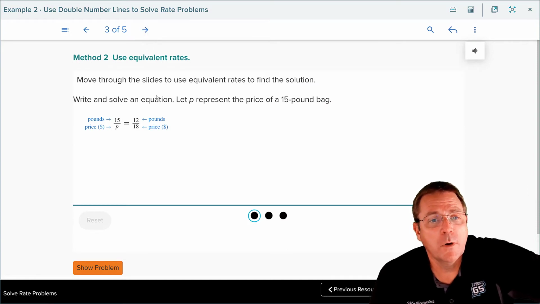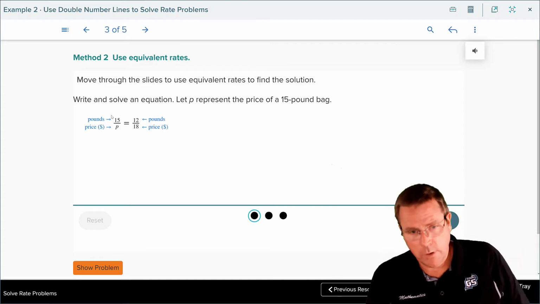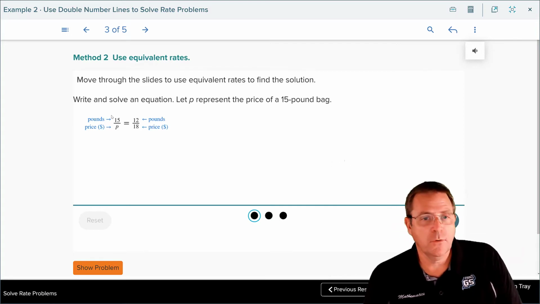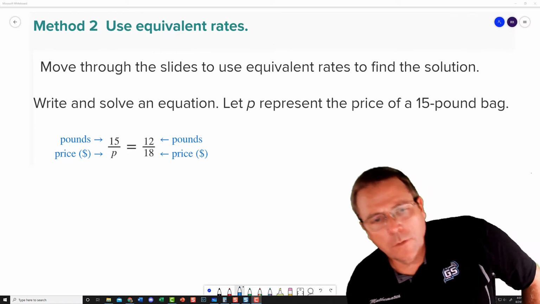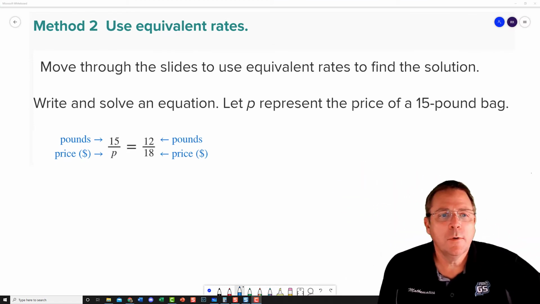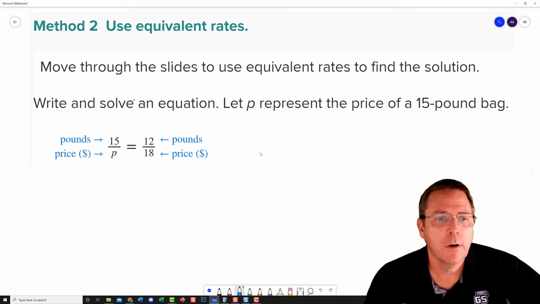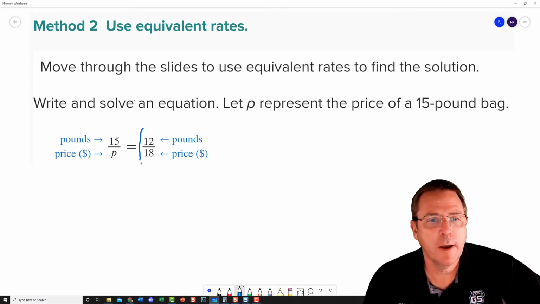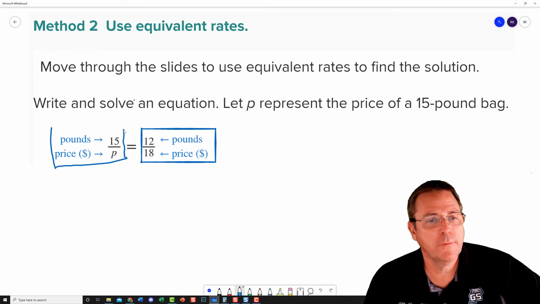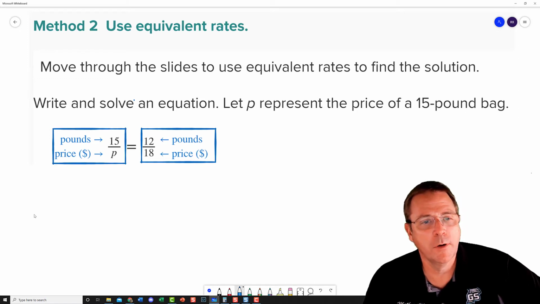For this one, we're going to do the same basic thing. You can see they have set it up, and we're going to do a screenshot and look at how they solved it. Alright, let's take a look at what we did here. To do the equivalent ratios, you can see they have got everything set up here to where on the right hand side they've got the 12 pounds of apples for $18. On the left hand side they got your 15 pounds of apples for some unknown price. And we've got to come up with something in order to figure out how to do this.